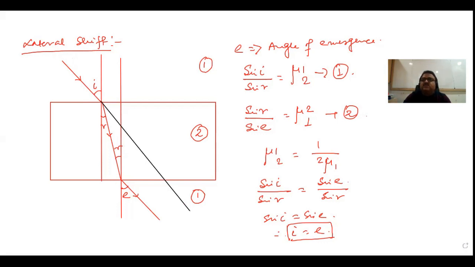Okay. So now I'm going to show you how to calculate the value of the lateral shift. Okay. Now, let's take this is the lateral shift. Okay. Now, let's name this A. This point is B. This point is C. This point is D. And this point is suppose N. This point is suppose M.